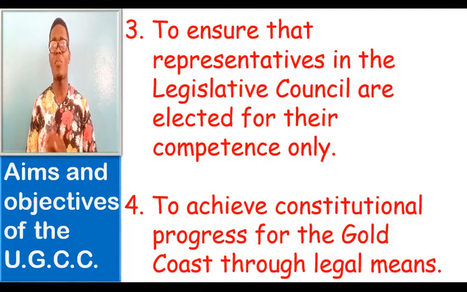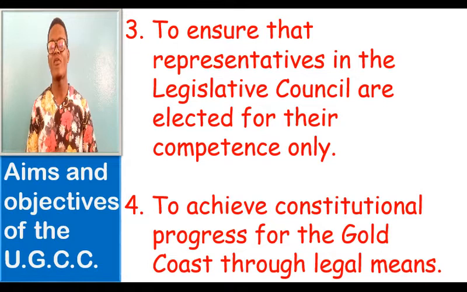Now the fourth point is to achieve constitutional progress for the Gold Coast through legal means. I believe you know what a constitution is: a set of rules that governs a country. So one of the aims of the U.G.C.C. is to achieve constitutional progress for the Gold Coast through legal means, not illegal, but legal means, going the right way to achieve the constitutional progress.